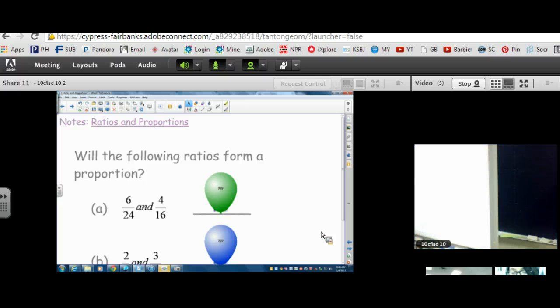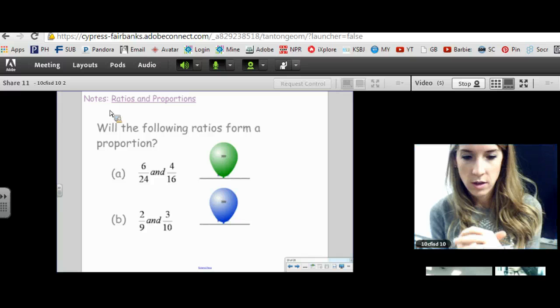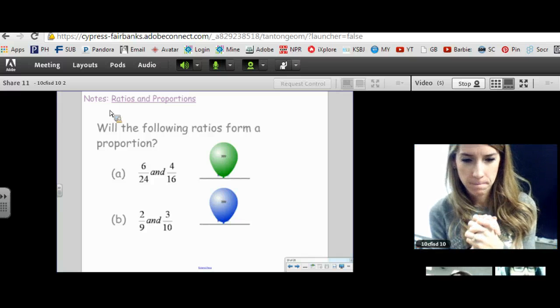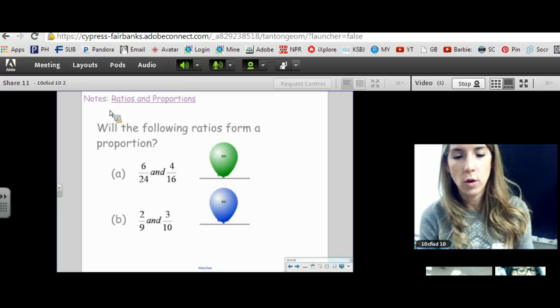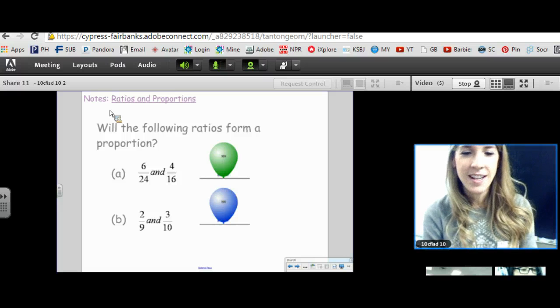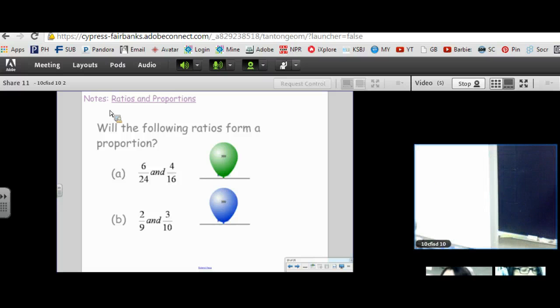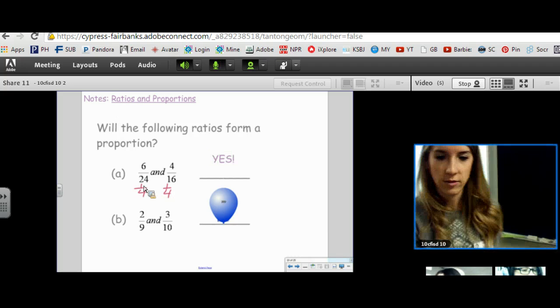All right. How do you determine if 2 ratios are proportional? How do you determine? You could simplify both of them. You could simplify what is 6 over 24, what does that reduce to? 4 over 16, what does that reduce to? Or you could cross multiply them, that works as well. So 6 over 24 is really 1/4, and 4 over 16 is really 1/4. So do they form a proportion? Yes, they do.